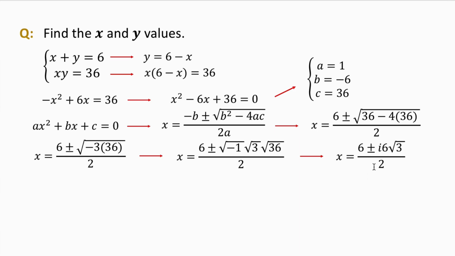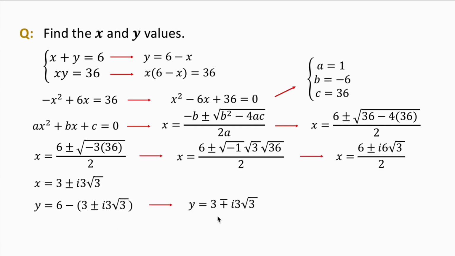If we simplify 6 in the numerator by 2 in the denominator, we get 3 plus and minus i times 3 times the square root of 3. Now that we found x, we can find the value of y using this equation. So it becomes 6 minus this term, and if we simplify these, we get for y 3 minus plus i times 3 times the square root of 3.